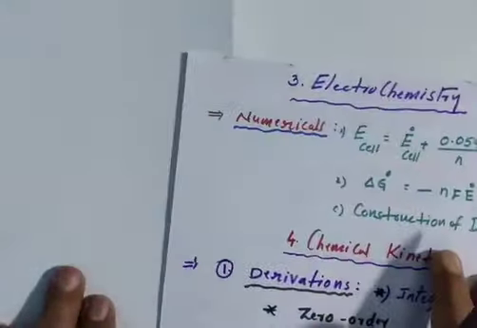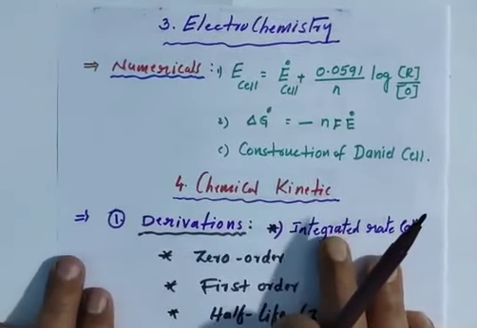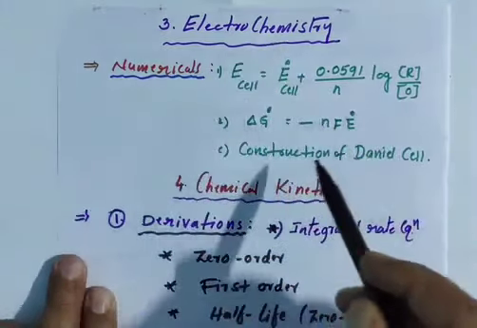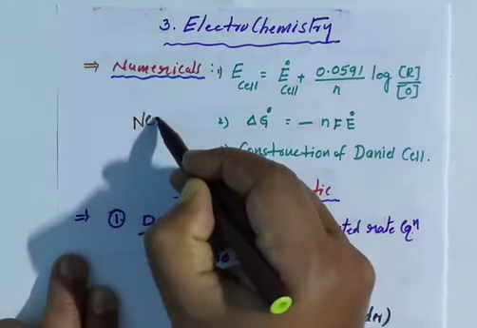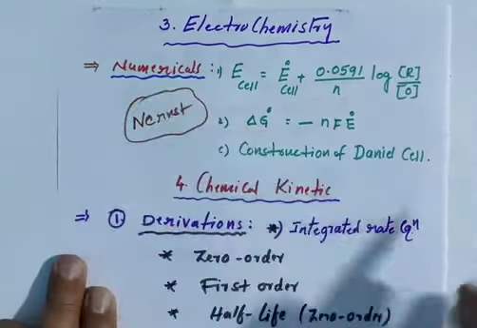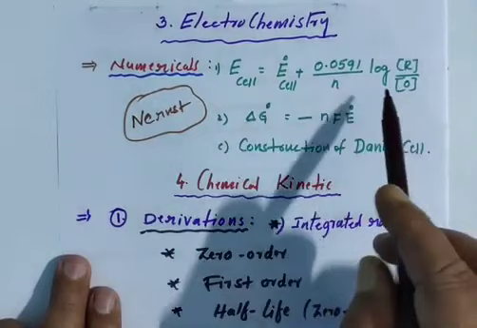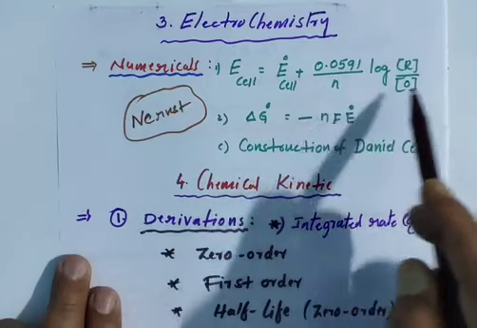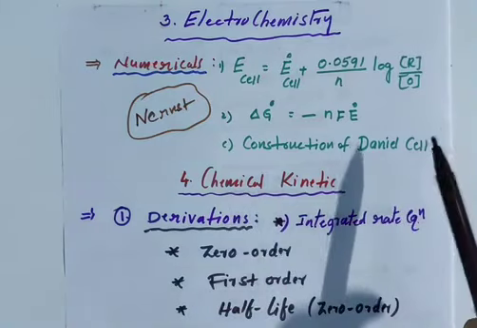Let me start with another chapter, the most important physical chemistry chapter for competitive exams also, that is electrochemistry. In electrochemistry this year there is a chance of a numerical on the Nernst equation. Based on the Nernst equation, every year there is a question. E cell equals E naught cell plus 0.0591 upon n log of reduction concentration upon oxidation concentration.